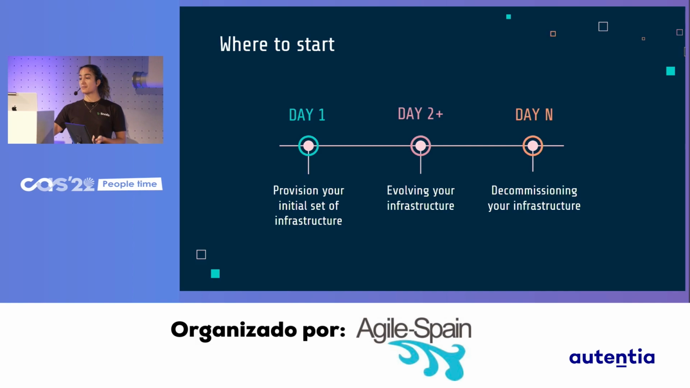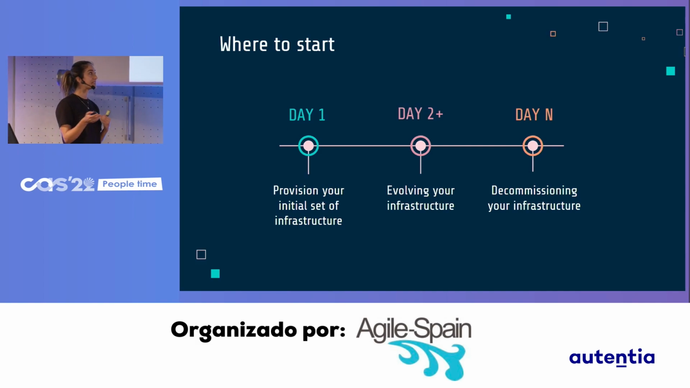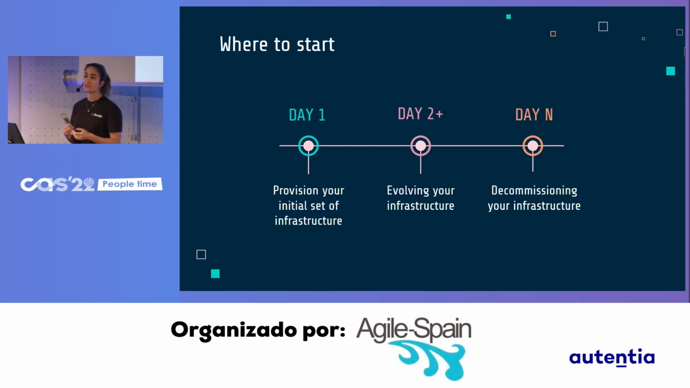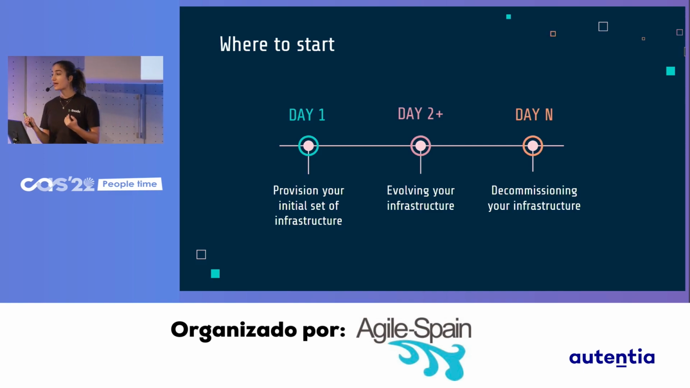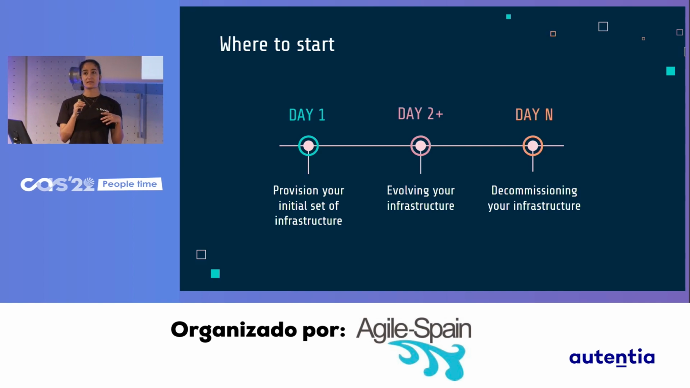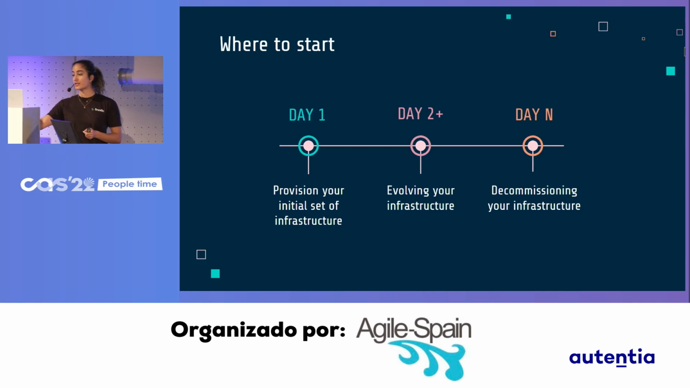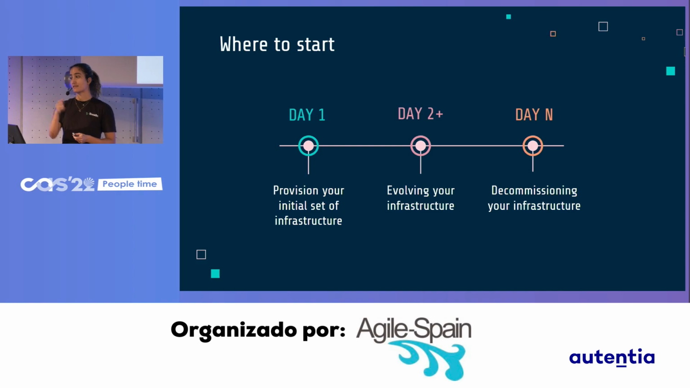And then on day N, this may be in the future, this is where you can decommission your infrastructure. So let's say you created resources for a test environment and you don't need those resources anymore. You can just remove them. There are a few different commands that you can run with SAM and Terraform that will remove all of those resources for you. And if you're using Terraform, it'll specifically go to the providers and remove those specific resources.